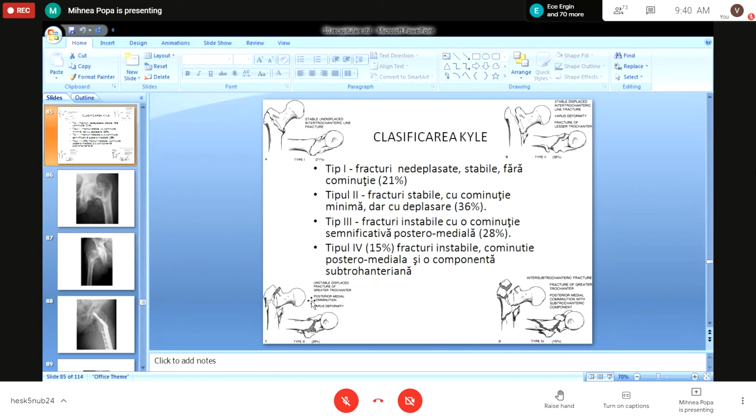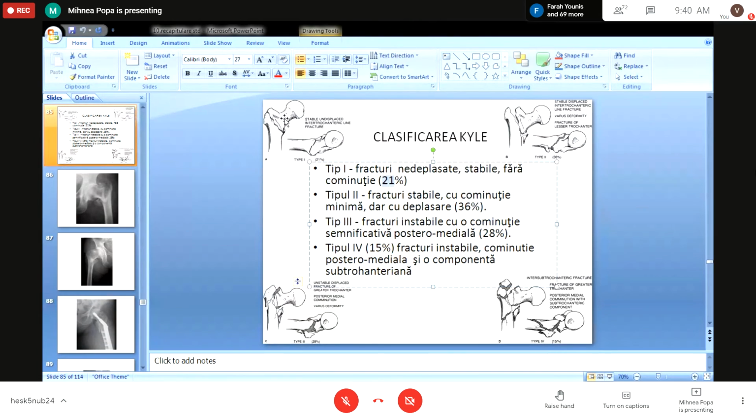So first of all, we have the type 1, so undisplaced. Sorry for the Romanian, I didn't change it in English, but I will explain exactly what's written here. So first of all, we have the type 1, it's undisplaced, it's stable, without comminution, almost 20%. Okay, so you can see here, undisplaced, just a fracture line without any comminution.